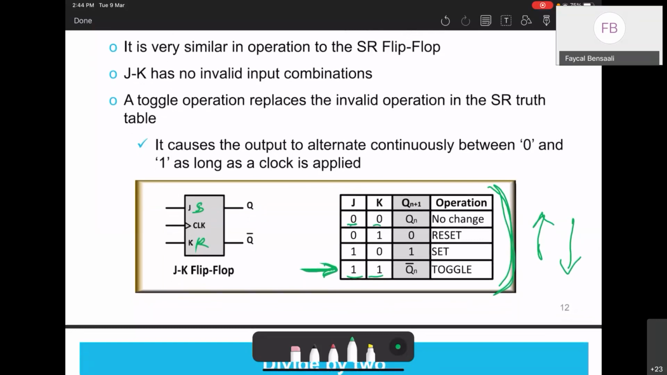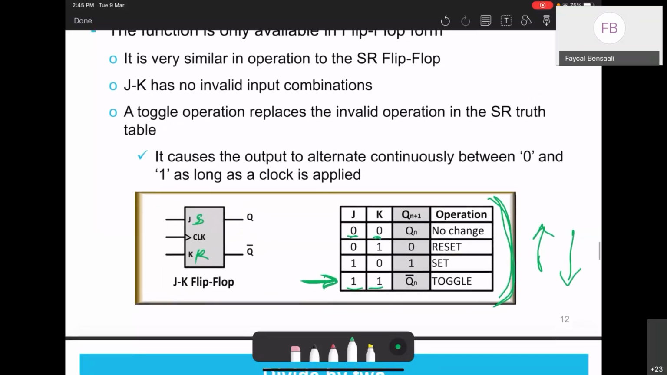Now, 0, 0 is no change. It's like the SR. So if I have 0, 0 here, and let's say I have a rising edge on the clock, if Q was 0, it stays 0. If Q was 1, it stays 1. So this is what we mean by no change. The next value for Q, Qn plus 1, is the same as the current one. So 0 stays 0, 1 stays 1. 0, 1 is a reset. So we force Q to be 0. 1, 0 is a set. We force Q to be 1. So far, it's very similar to the SR.